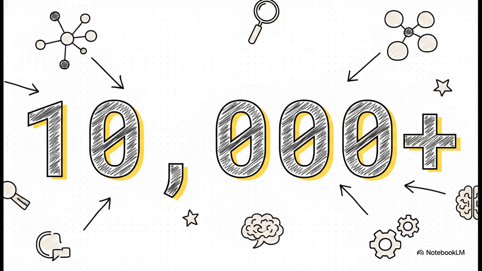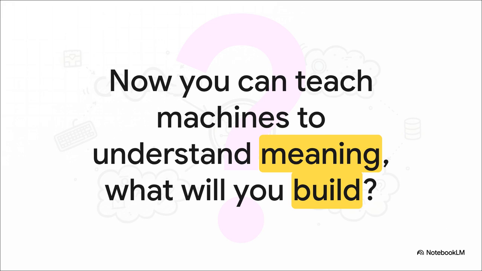And what's maybe the most amazing thing about all of this is that you don't have to build any of these from scratch. There are over 10,000 pre-trained models just like these, ready to go, on platforms like Hugging Face. You can literally download one and start building powerful stuff with it today. So I guess there's really only one question left to ask. Now that you have the tools to teach machines to truly understand meaning, what are you going to build?